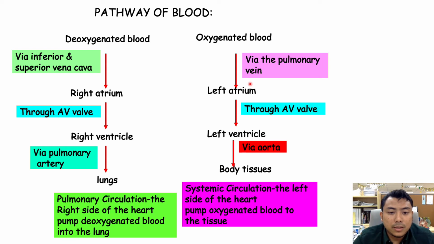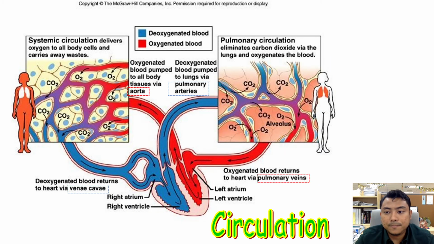So pulmonary vein. Kenapa pulmonary? Sebab dia adalah baru saja dihubungkan dengan lungs. So dia akan masuk ke left atrium. So daripada left atrium akan masuk ke dalam left ventricle through the AV valve, and daripada left ventricle dia akan dipump darah ni pergi ke semua body tissues melalui aorta. So this is called as systemic circulation. It consists of the left side of the heart and will pump the oxygenated blood to the tissue.